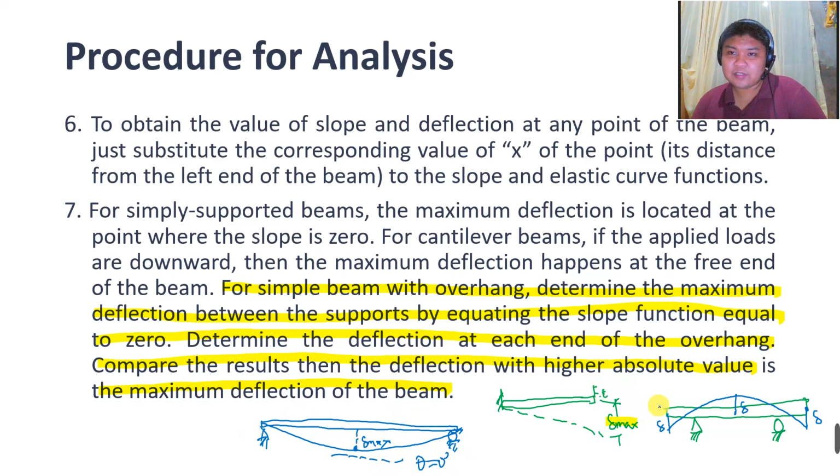So for cantilever, overhang. So parang itong class ay free end. Parang itong may overhang pinag-combine lang na simple saka cantilever. Yung dito sa gitna ng span, analysis na simple, pero dito sa mga overhang pang cantilever. So yun lang, compare mo lang sila, sino yung mas malaki, yun na yung maximum deflection. So ganun yung gagawin nyo. So yun, okay na tayo, na-discuss na natin yung procedure for analysis.